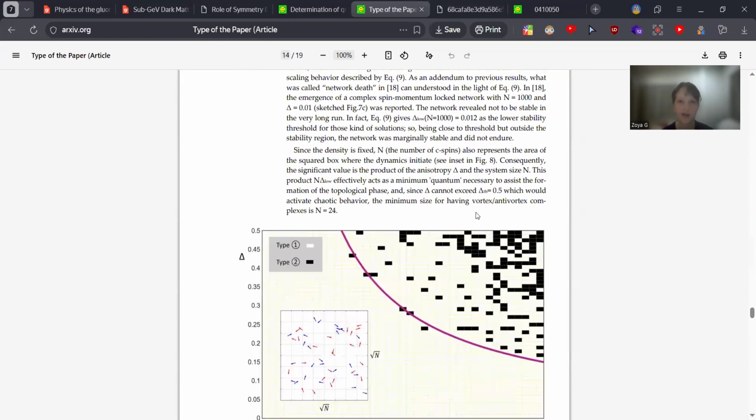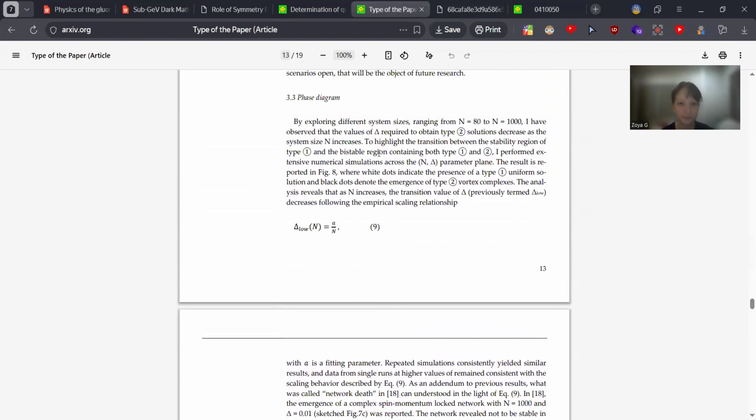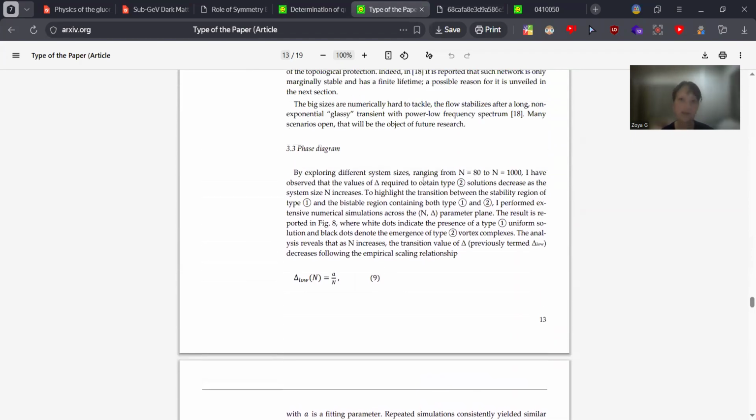Let's read a little bit, honestly. By exploring different system sizes ranging from N80 to N1000, I have observed that the values of delta required to obtain type 2 solutions decrease as the system size N increases, right? Because they tend quicker to chaos. I think that makes sense.